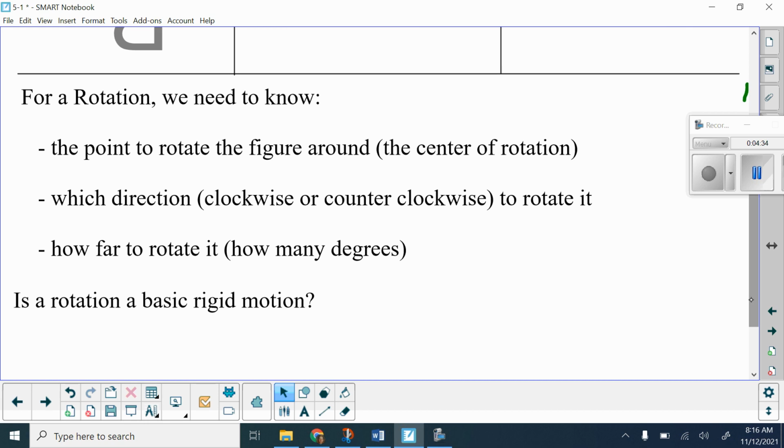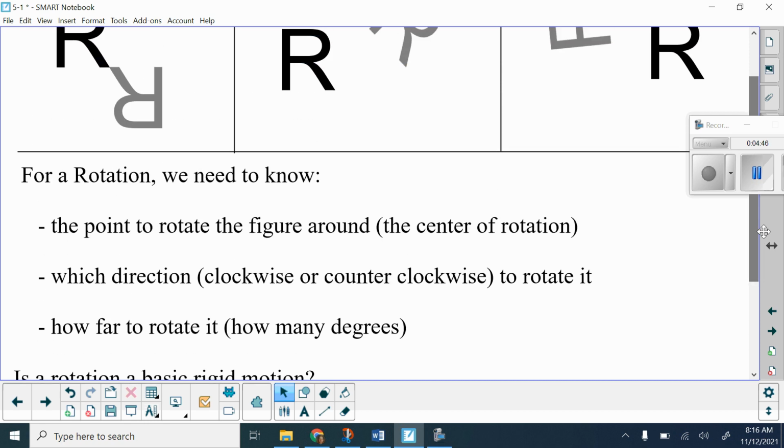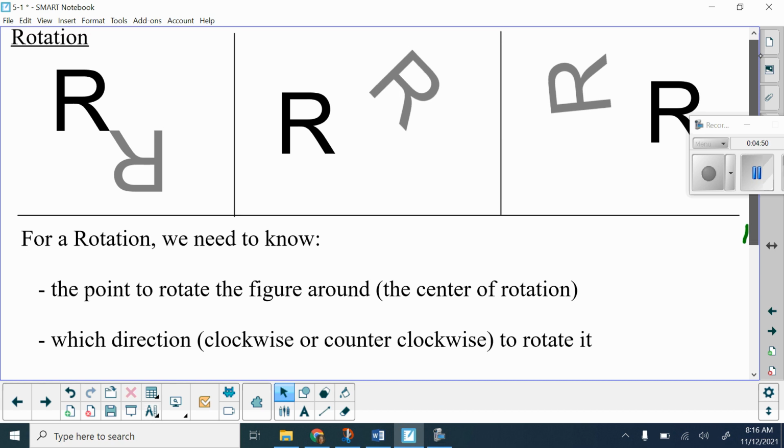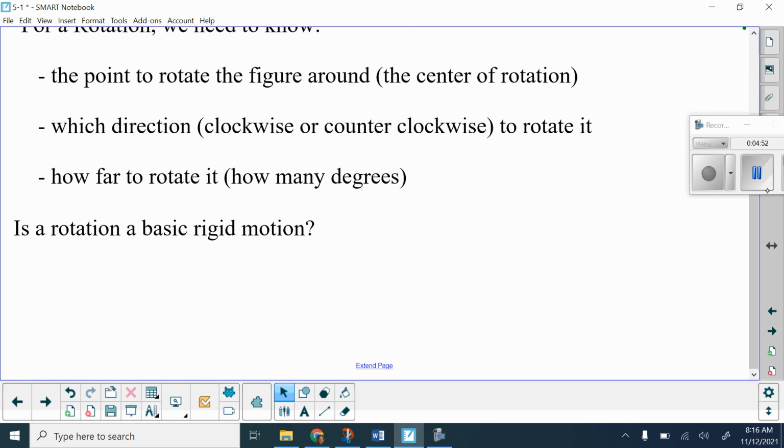So after we consider these things, is a rotation a basic rigid motion? Does it preserve size and shape? Does it preserve the distance between the points and the angles? We'll look back at our example up here. Those R's look to be the same size and shape. So yes, it preserves it. So it is a basic rigid motion.